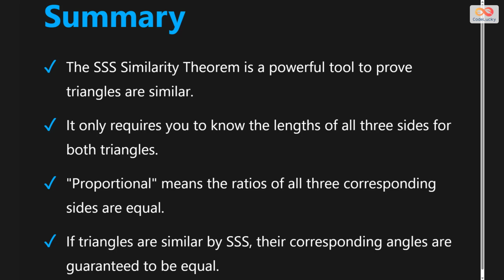So, to wrap it all up, the side-side-side similarity theorem lets us prove two triangles are similar just by comparing their side lengths. If the ratios of all three corresponding sides are equal, the triangles are similar. And as a bonus, this also confirms that their corresponding angles are equal. It's an essential and practical tool in geometry.